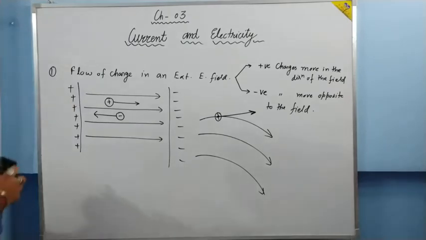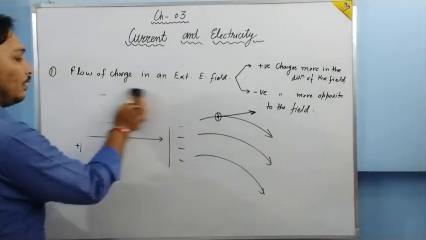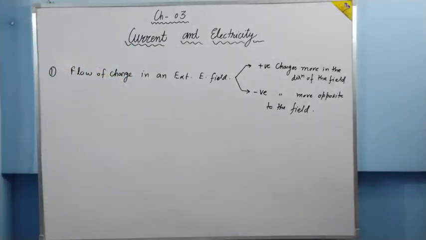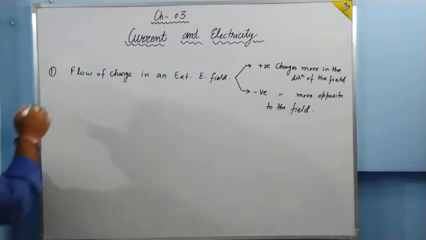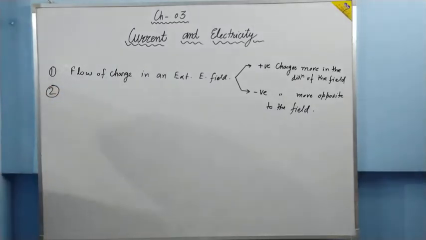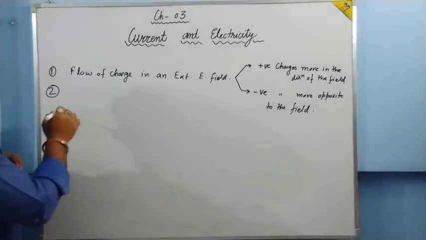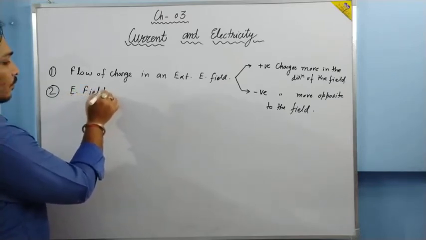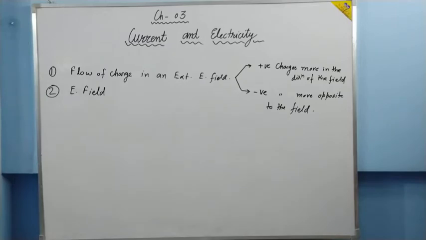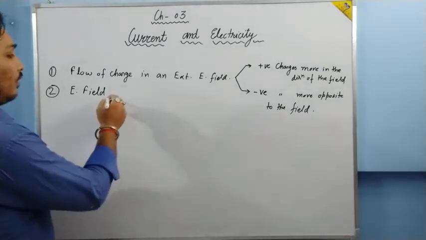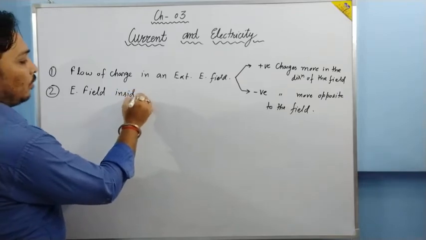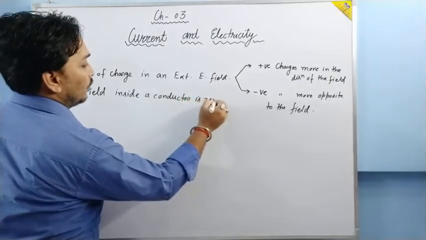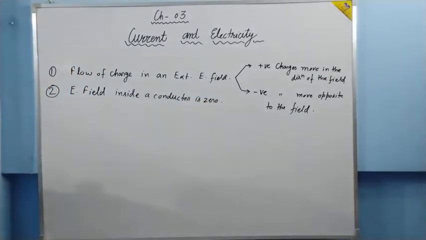Now let us understand the second point. What is the second point? The electric field inside a conductor is 0.